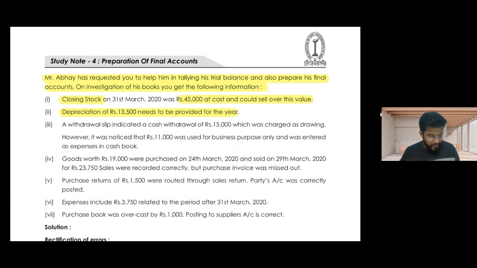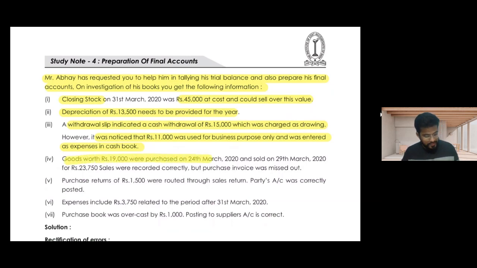So we need to do a withdrawal slip indicated a cash withdrawal of 15,000 which was charged as drawing. However, it was noticed that 11,000 was used for business purpose only and was entered as expenses in cash book. So 11,000 was used for the business purpose and was entered as expense in the cash book. So they have done a mistake that needs to be rectified.